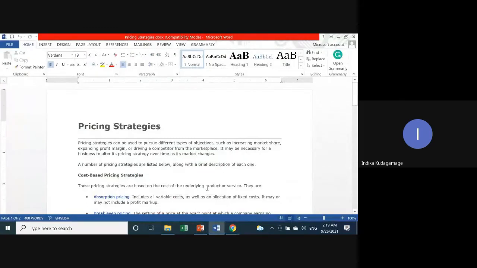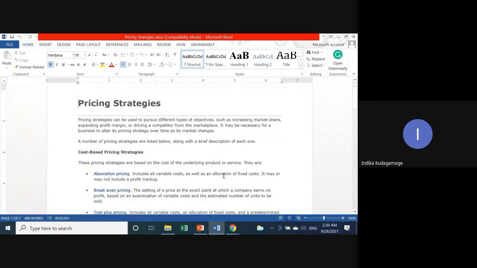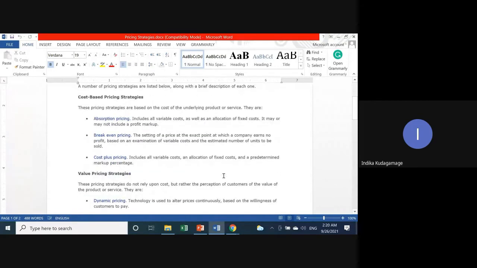I gave you this Word document. These are general pricing strategies, right? But it is very much applicable to the banks as well. So whenever we talk about pricing, we can think about these strategies as well. So mainly we have a few strategies: cost-based pricing. There we have absorption pricing, break-even pricing, and cost-plus pricing.